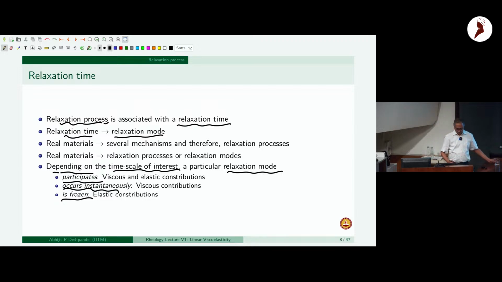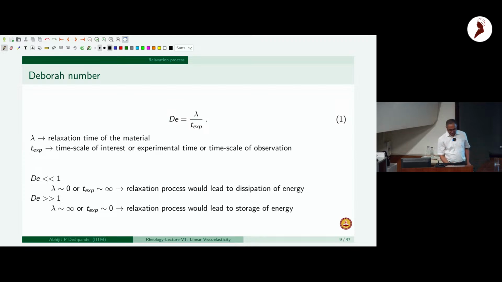And so therefore we can have a spectrum of relaxation processes which are important at a particular instant of time. This is a hypothetical sort of number which is not used as much, but it's always introduced during a rheological introduction: the Deborah number, which compares the relaxation time of the material, which is 0 for viscous and infinite for elastic, and the experimental or examination time scale.